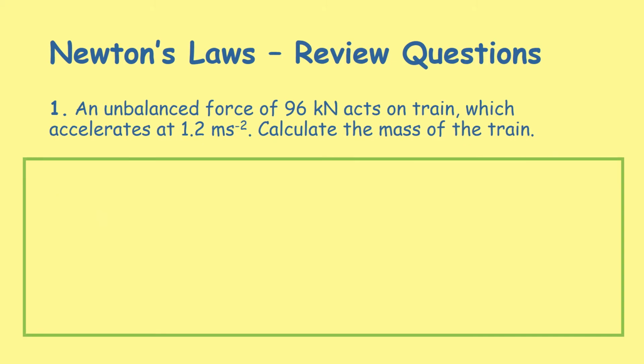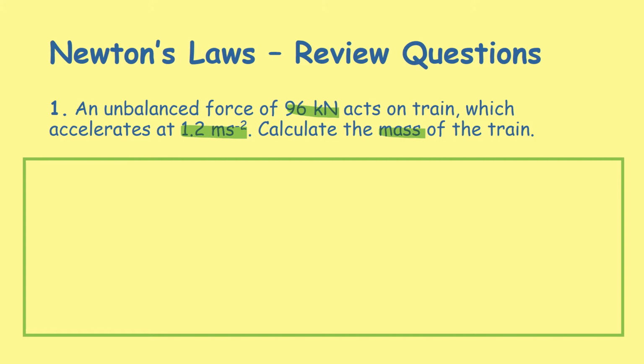Review questions. Question 1. An unbalanced force of 96 kilonewtons acts on a train, which accelerates at 1.2 meters per second squared. Calculate the mass of the train. We can see that we have a force, so 96 kilonewtons, and we have an acceleration, 1.2 meters per second squared. And the question wants us to calculate the mass.